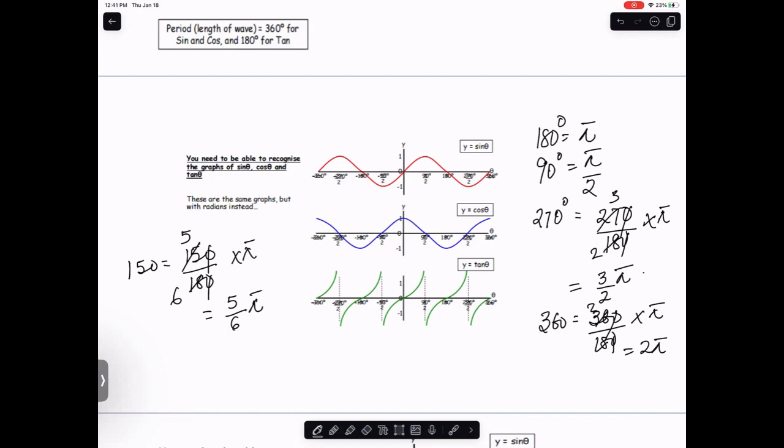So you can see negative 360 here is negative 2 pi. Then we have this as what? Negative 270 gives us negative what? 3 pi over 2. Then we have our 180, which is what? Negative pi. Then we have 90, which is what? Negative pi over 2. So and so on.